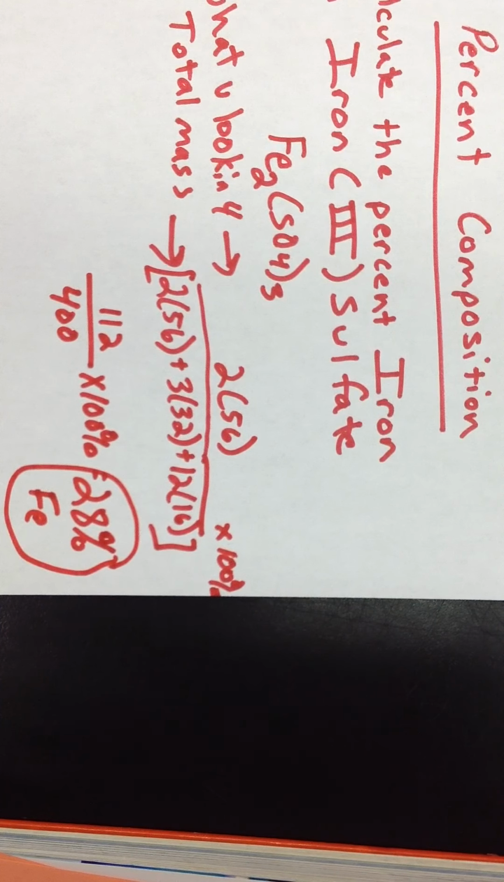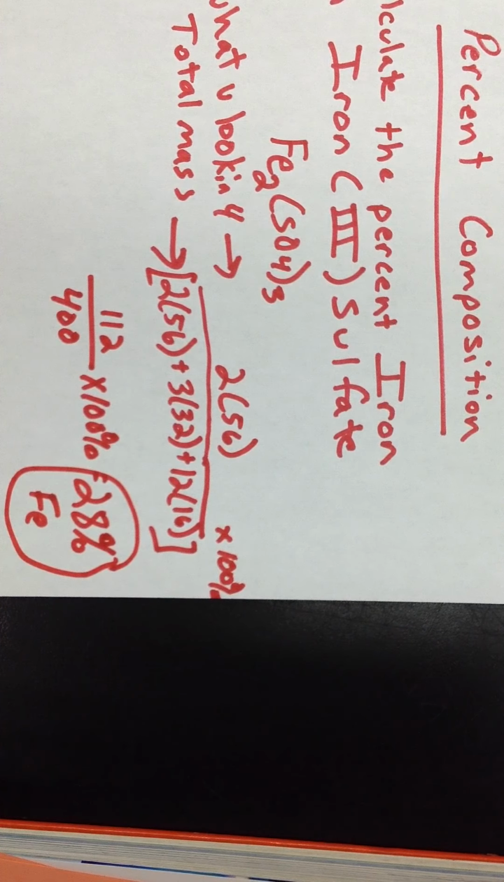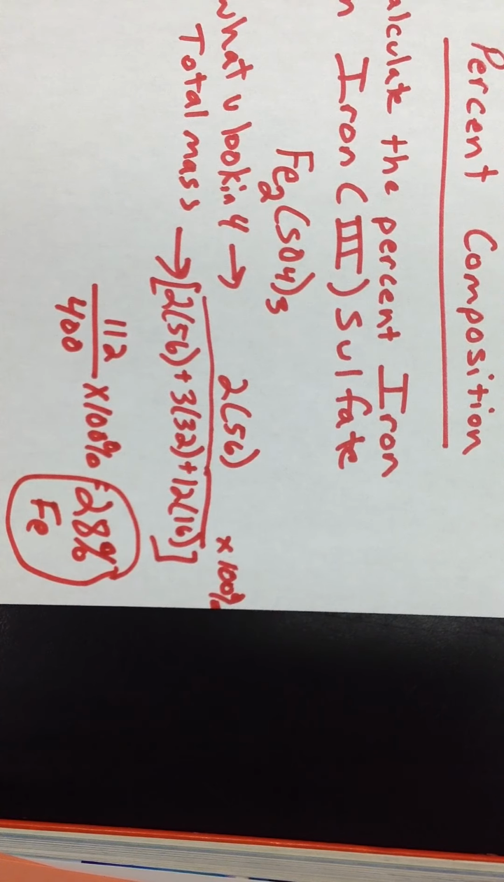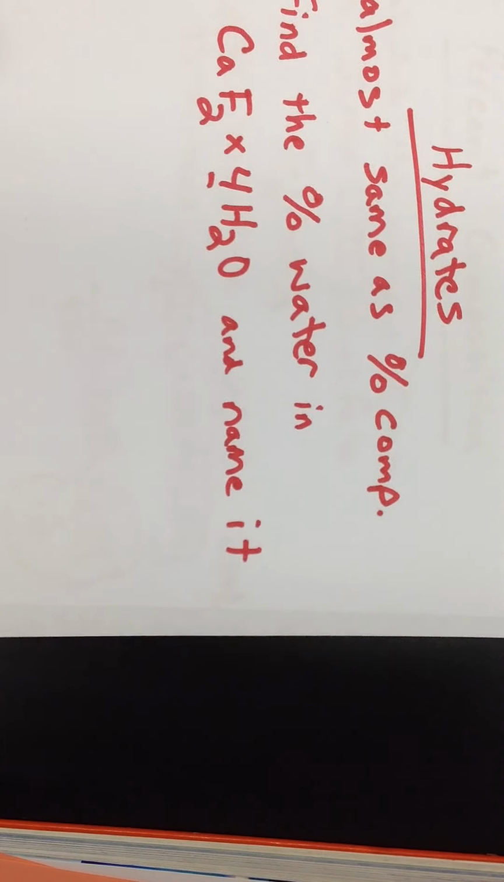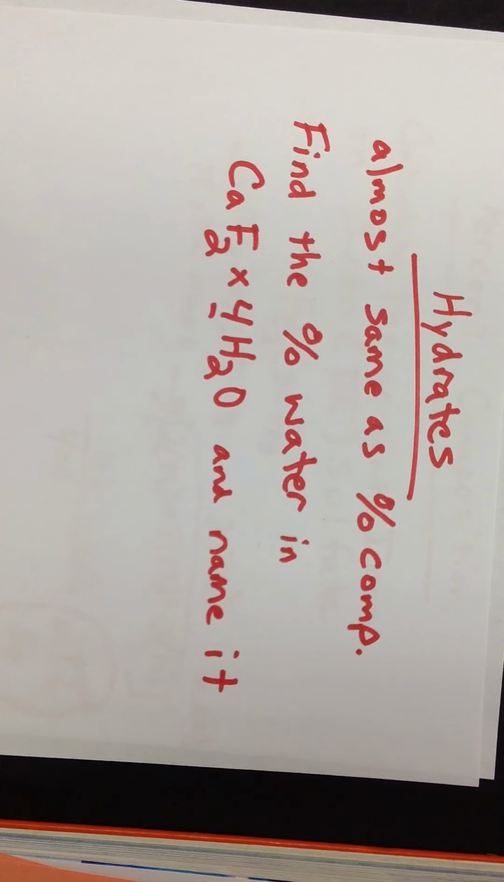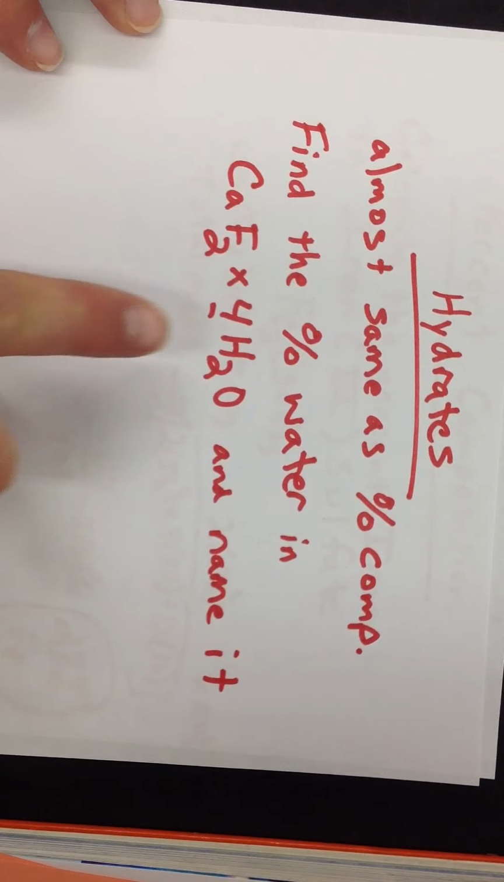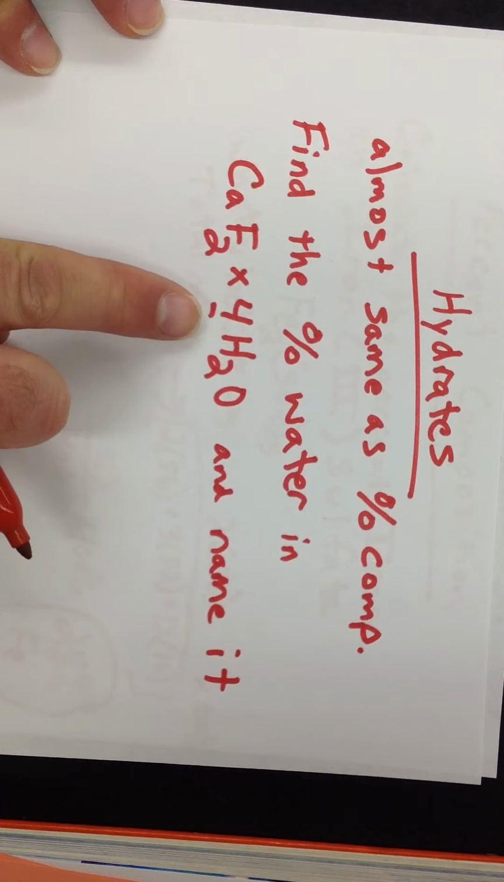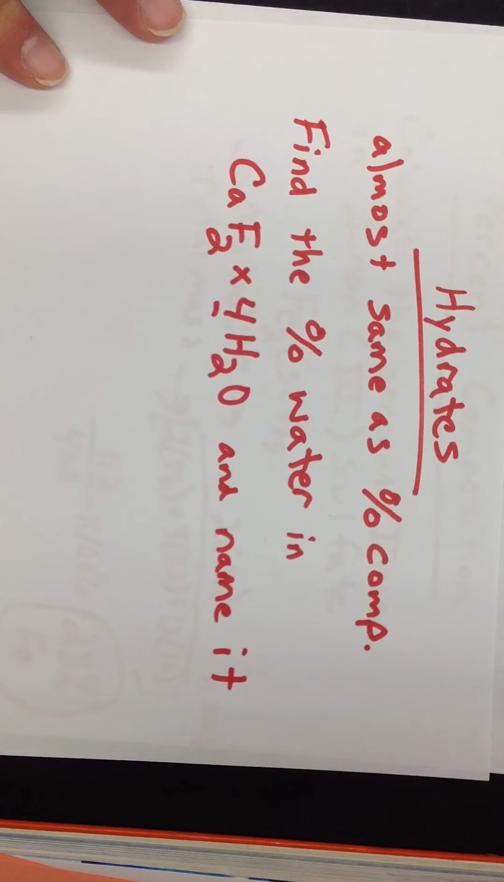Well, very similar to percent composition, you have something called hydrates. A hydrate just means it has water in it. So let's look at a hydrate problem very quickly. Almost the same as percent composition. Find the amount of water in calcium fluoride tetrahydrate. Notice we use the prefix for 4 to name it. So calcium fluoride tetrahydrate. We'll write that in a minute as well.